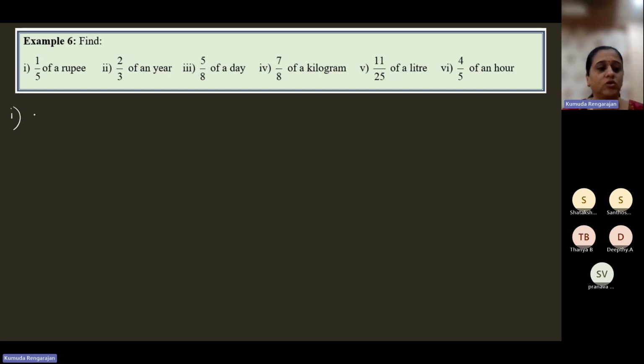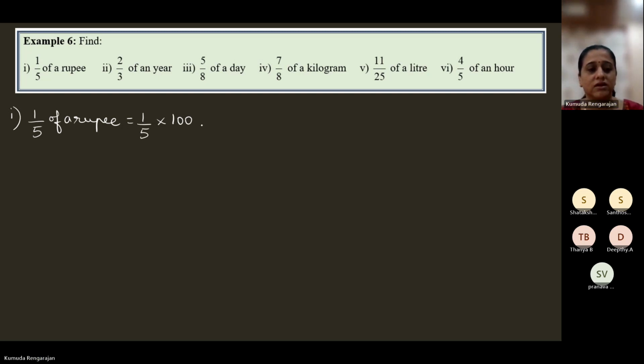So 1/5 of a rupee is equal to 1 by 5 into 1 rupee, which is 100 paise. 1 rupee is 100 paise. So 1 by 5 of means multiplication. So now 1 into 100 by 5, 5 twenties are 100. So 20 paise. The answer is 20 paise.